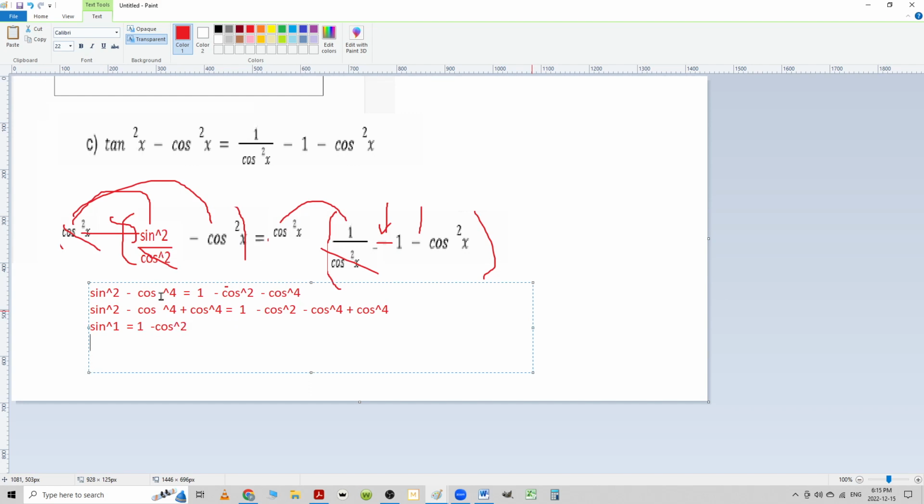But if you can't see the identity, by the way, this is supposed to be sine squared, you can just add cos squared to each side. So I'm going to make a copy. And when I add cos squared to each side, it disappears on the right side. And I'm left with sine squared plus cos squared is equal to 1. And we're done.